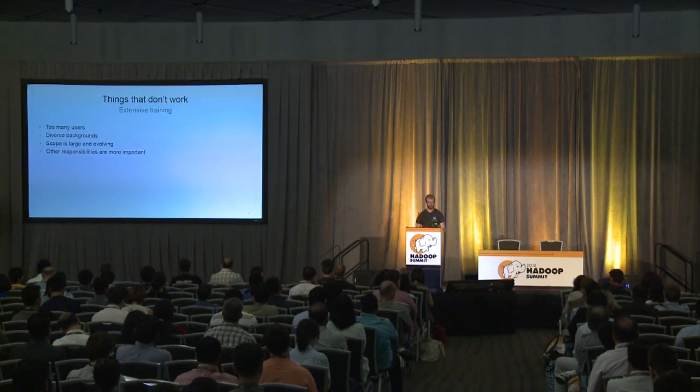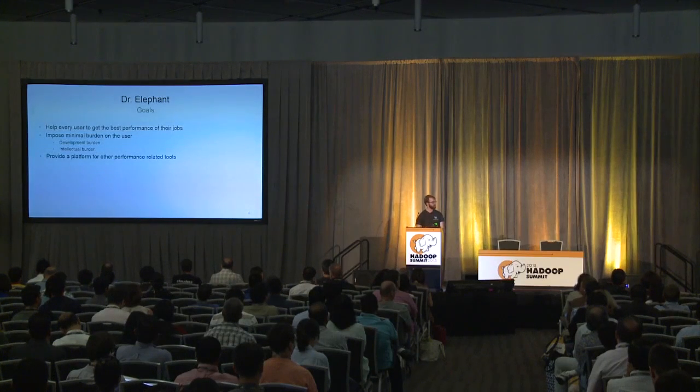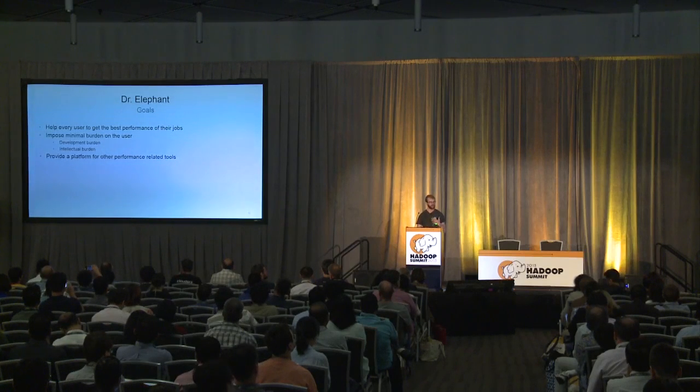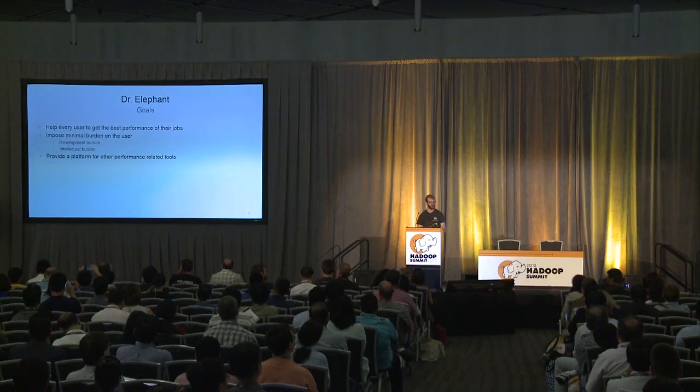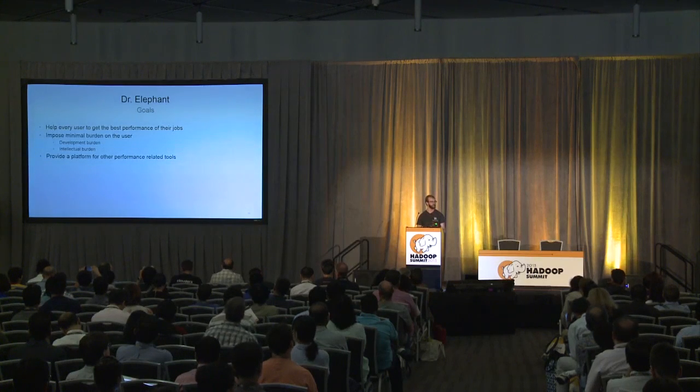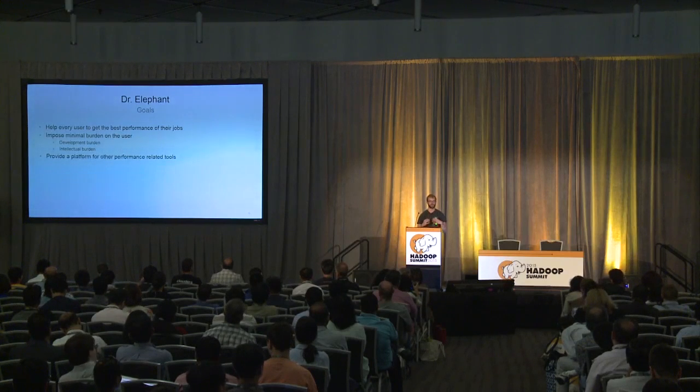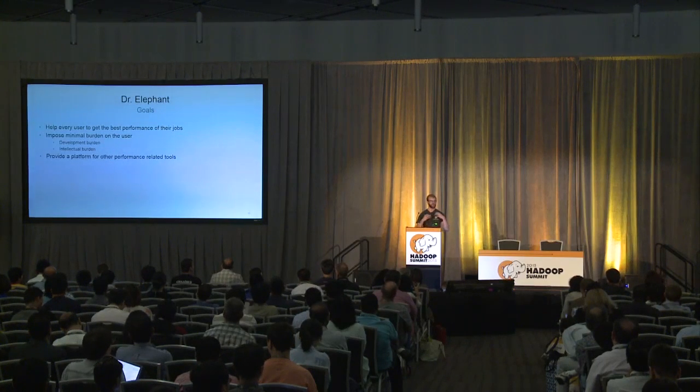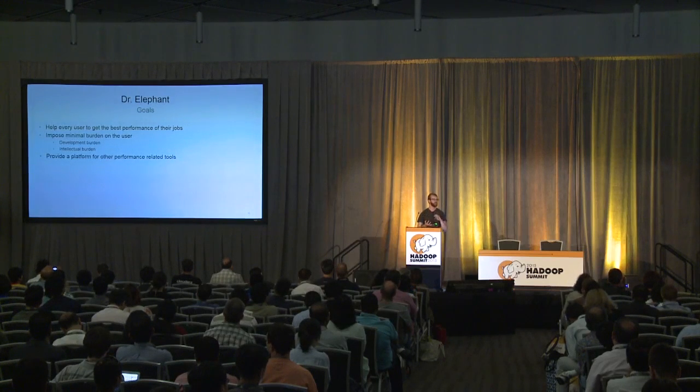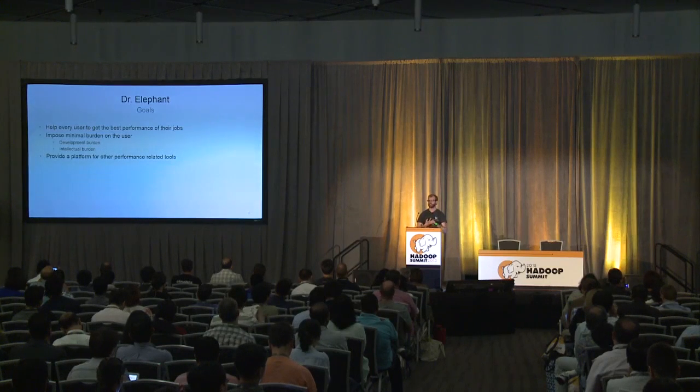Which brings us to Dr. Elephant. Dr. Elephant is sort of LinkedIn's response to some of these problems that we saw. The number one goal when we were developing Dr. Elephant was that we wanted to help every user get the best performance out of their jobs. That means it needs to be resource efficient and high throughput. We want to help people get the lowest latencies for their job so they can run it more frequently and get more value out of it.